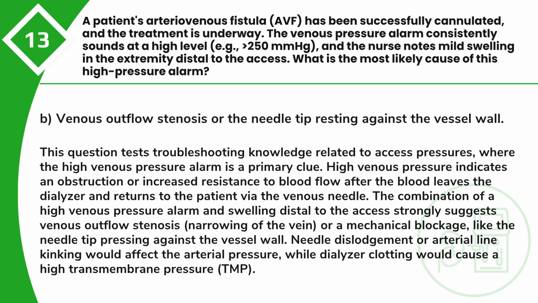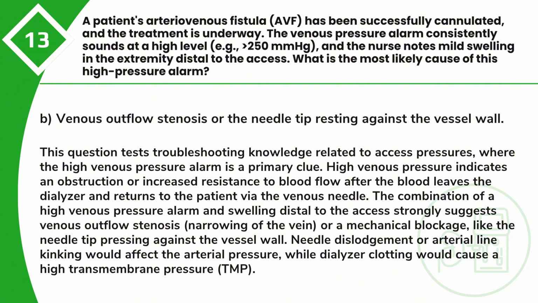Answer: B. Venous outflow stenosis or the needle tip resting against the vessel wall. This question tests troubleshooting knowledge related to access pressures, where the high venous pressure alarm is a primary clue. High venous pressure indicates an obstruction or increased resistance to blood flow after the blood leaves the dialyzer and returns to the patient via the venous needle. The combination of a high venous pressure alarm and swelling distal to the access strongly suggests venous outflow stenosis, narrowing of the vein or a mechanical blockage, like the needle tip pressing against the vessel wall.